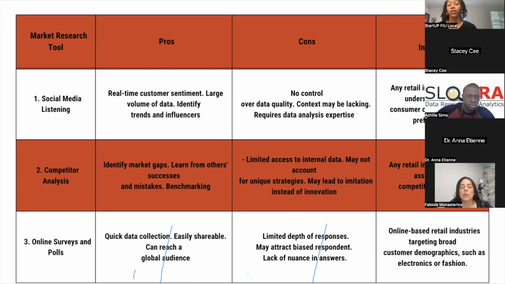Most online-based retail industries and those who are seeking to target a more broad customer demographic, such as electronics, fashion, healthcare, and beauty, they are more suited to online polls and surveys.